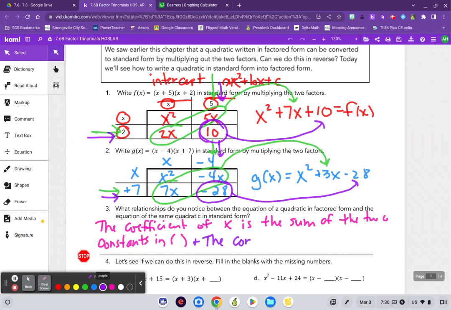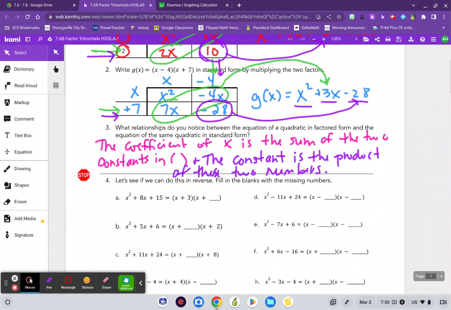And the constant in this trinomial, and trinomial means I have 1, 2, 3 terms, like tricycle, the constant is the product of those two numbers. And so for the most part, this turns out to be the case. There are always special cases, and we'll get into those as we move.